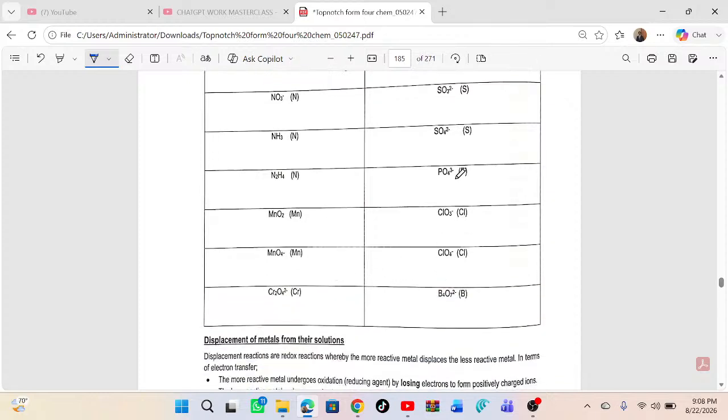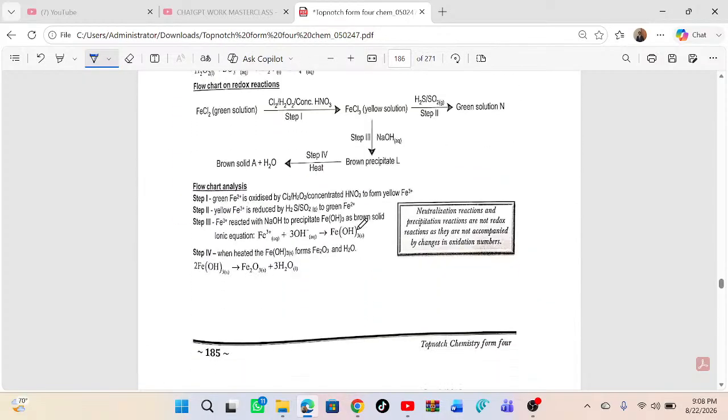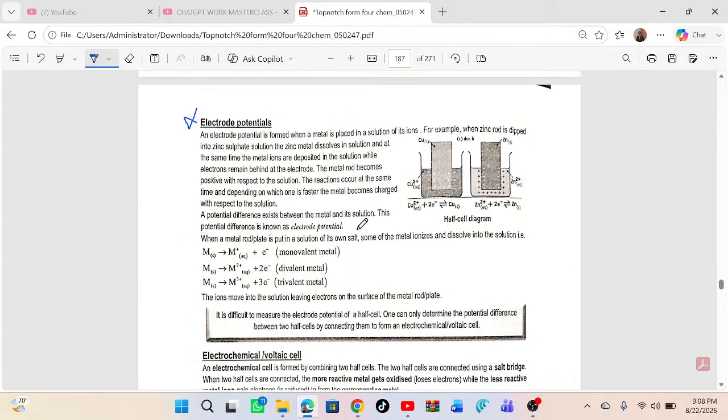Look at this phosphate. Utasema aje? Utasema PO4 is equals to -3. Then ilikuanga -2 times 4. Then you calculate like that. So that's how you calculate oxidation number of certain substances.